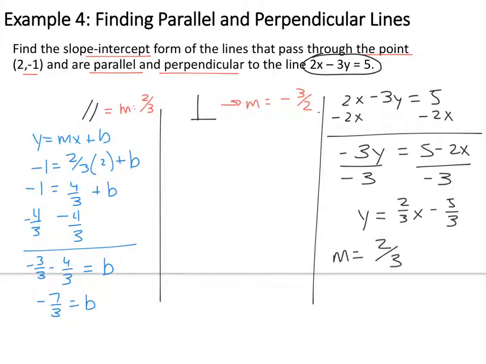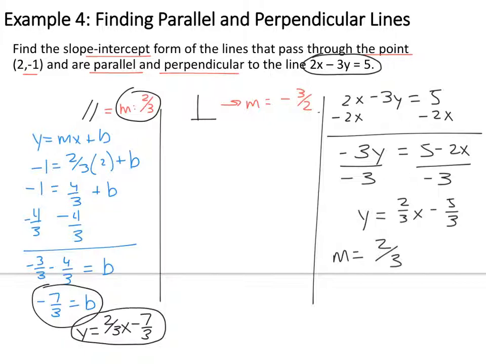And so my equation is going to take into account my slope and my y-intercept, slope-intercept form. So y equals 2/3 x minus 7/3. So I used my slope that I figured out from my original equation over here, and I used my intercept that I solved for. A perpendicular line is going to be much the same way.